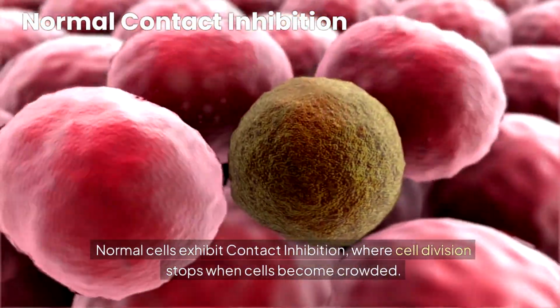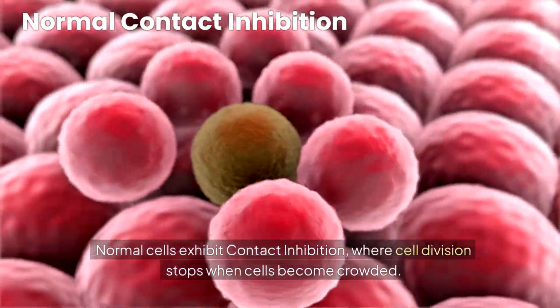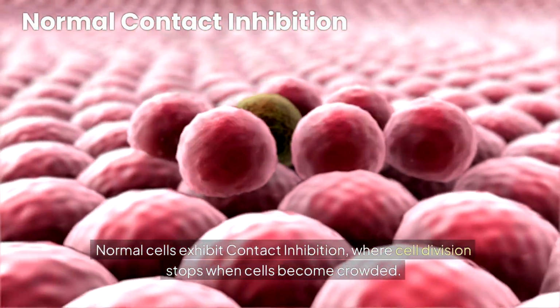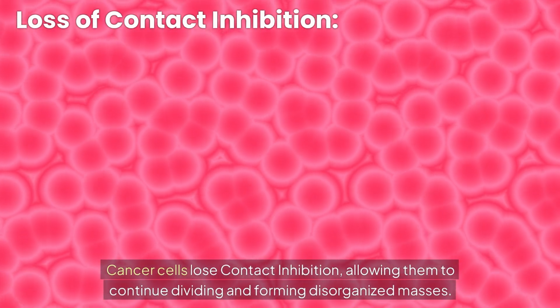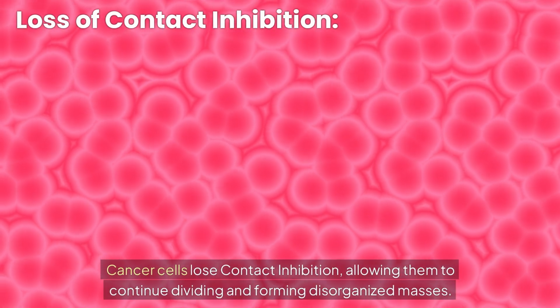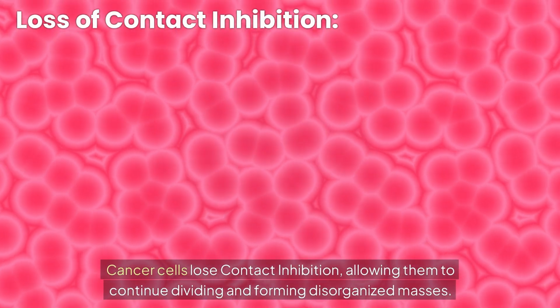Normal cells exhibit contact inhibition, where cell division stops when cells become crowded. Cancer cells lose contact inhibition, allowing them to continue dividing and forming disorganized masses.